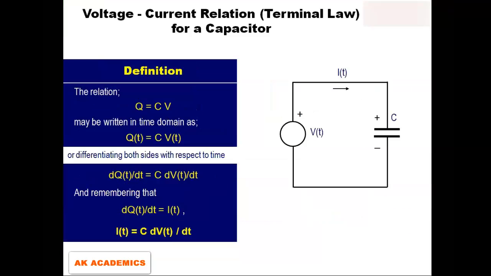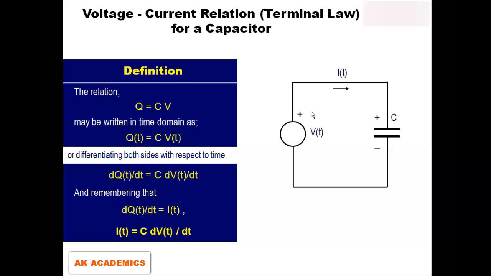Okay, so what is the current relation for a capacitor? How do we find the current passing through a capacitor? We have said that we have a relation Q equal to CV, right? If you are considering the time domain, then you can say Q of t is equal to C V of t. If you differentiate these two, you're going to have dQ/dt equal to C dV/dt. And you do know that I is always equal to dQ/dt. If you remember, I of t is equal to dQ/dt. So if you replace this with I, your I will be equal to C dV/dt. Can you see that?